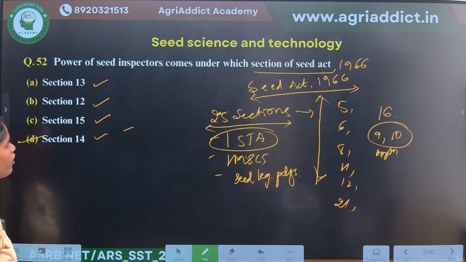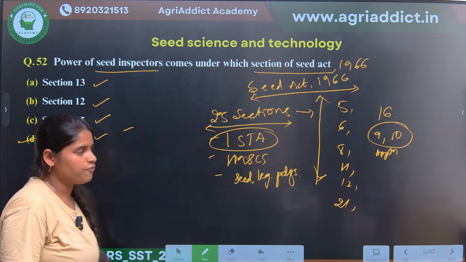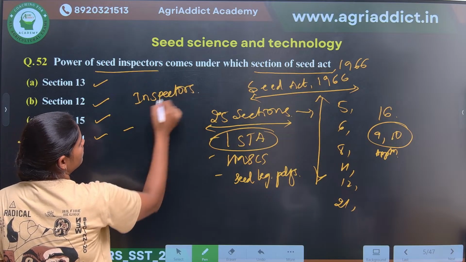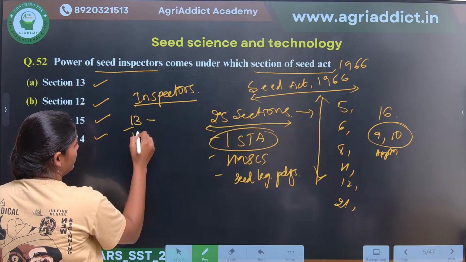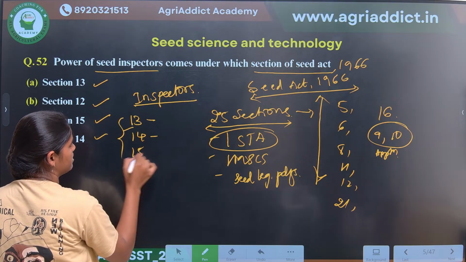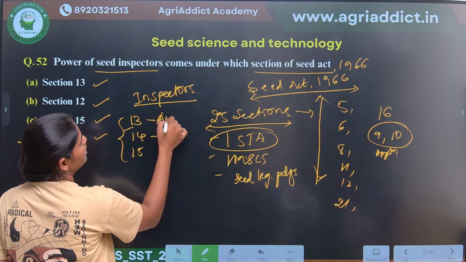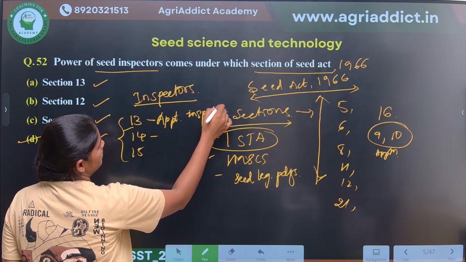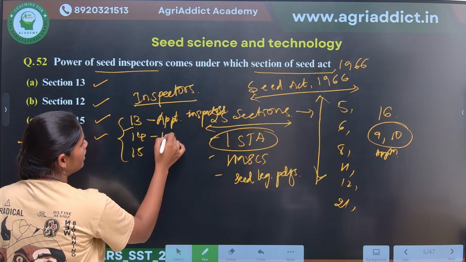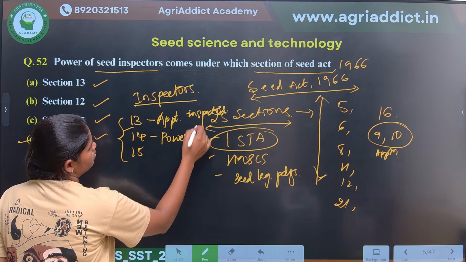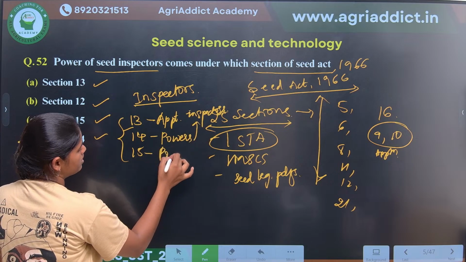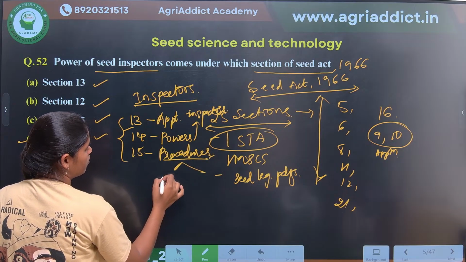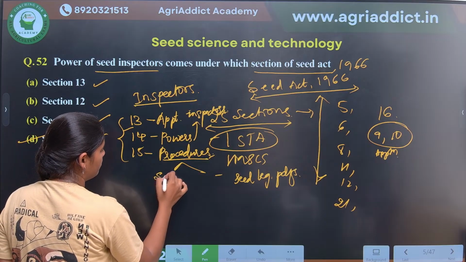That is section 14. Many people will get confused because we have three sections related to seed inspectors: 13, 14 and 15. Remember these. 13 is the appointment of inspectors. This section tells who will become seed inspectors, what the eligibility is, and so on. 14 specifies the powers of the seed inspector. And 15 is the procedure to be followed by seed inspectors, maybe during field inspection or during sampling.